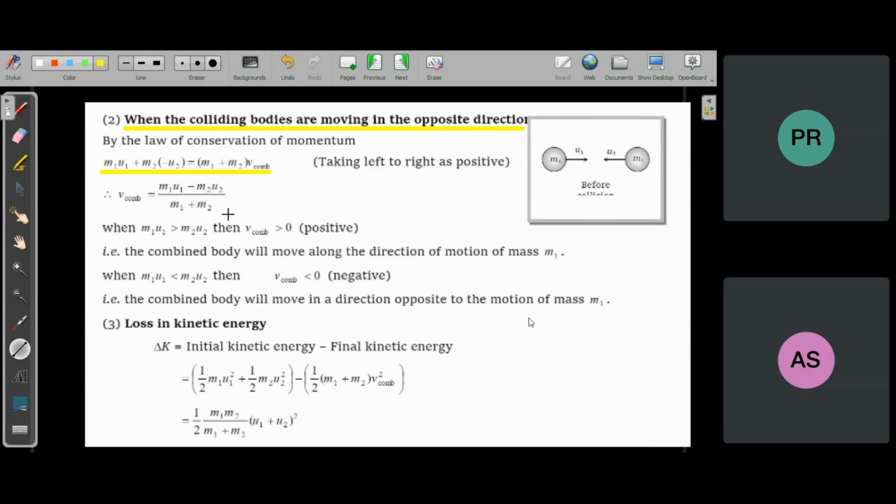And we have assumed that this collision is perfectly inelastic. When it is perfectly inelastic, both the bodies will stick together and they will have a combined, common velocity. In this case, there is always a loss of kinetic energy. This is the loss of kinetic energy, initial minus final. Is it clear?